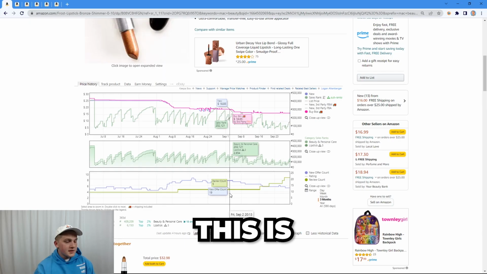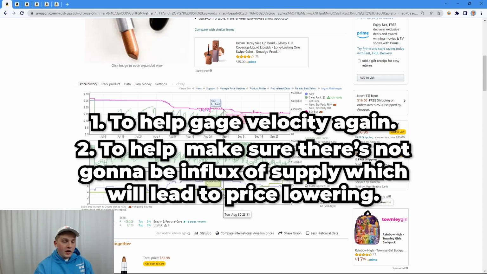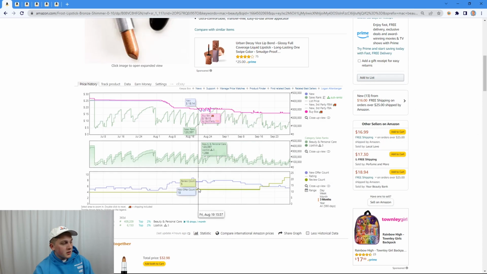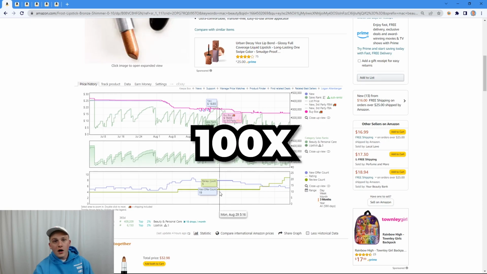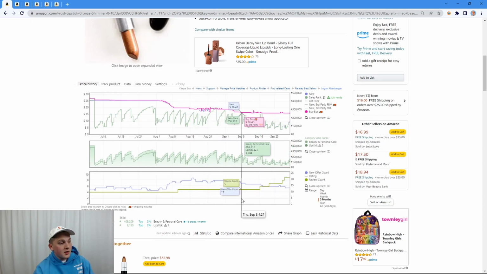Next up, we're going to go down to the bottom and look at review count and new offer count. This is important for a couple of reasons. 1, to help gauge velocity again, and 2, to help make sure that there's not going to be an influx of supply, which will lead to the price lowering. So the review count, we can estimate for every 1 review a product has, it's sold roughly 100 times on Amazon. So whenever it goes up, that means the product probably sold 100 times in a recent time period.